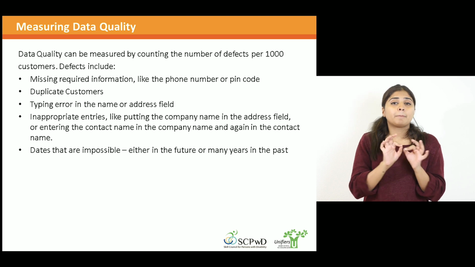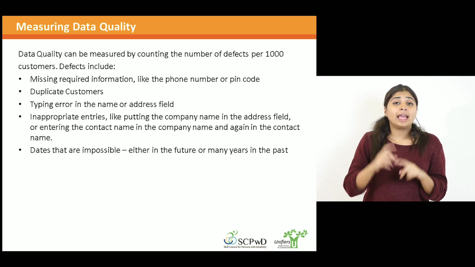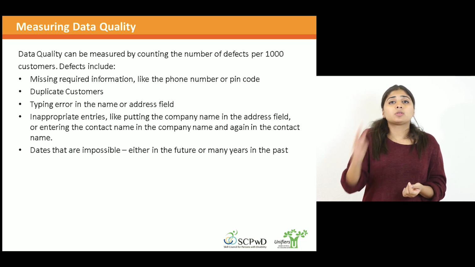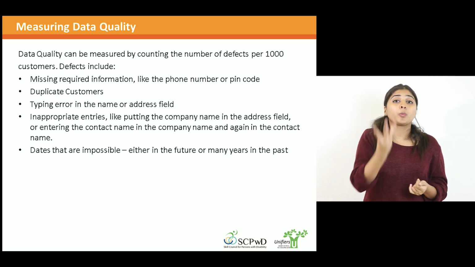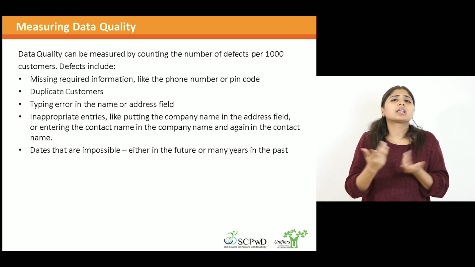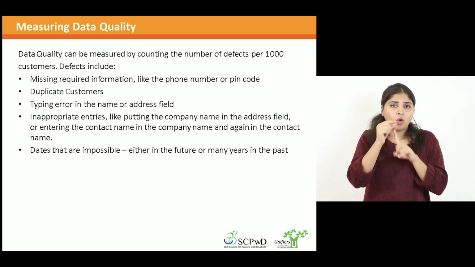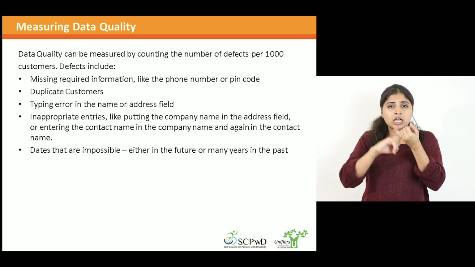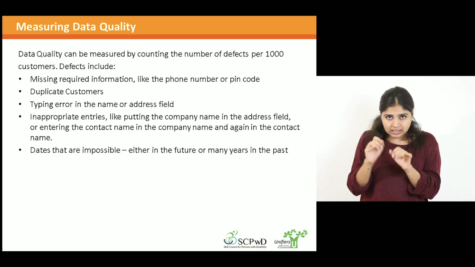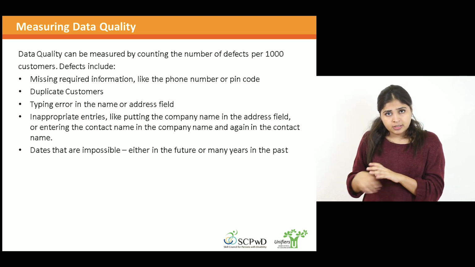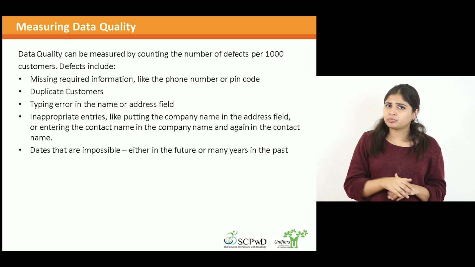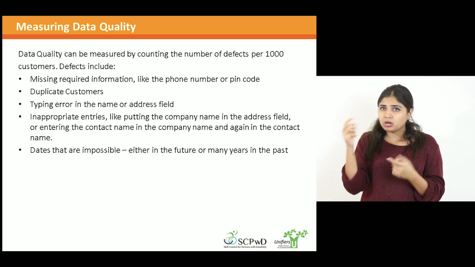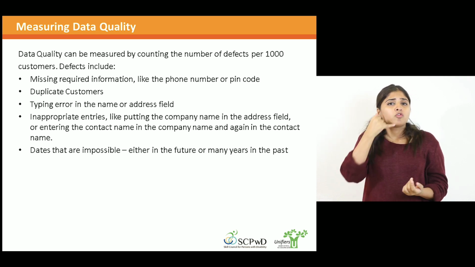Measuring data quality. Data quality can be measured by counting the number of defects per 1,000 customers. Defects include missing required information like phone number or PIN code, duplicate customers, typing errors in the name or address field, inappropriate entries like putting the company name in the address field or entering the contact name in the company name and again in the contact name, and dates that are impossible, either in the future or many years in the past.